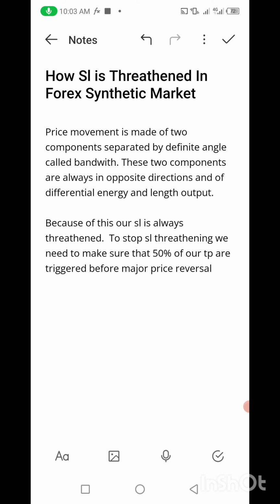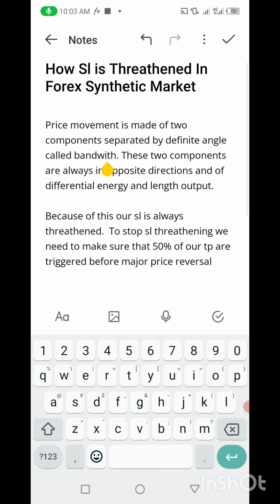Okay, so I start by reading the document, and I'm going to try to show you these things and how you should avoid them. Price movement is made up of two components separated by a definite angle called bandwidth. This is bandwidth, right? These two components are always in opposite directions and of differential energy and length output. Because of this, our SL is always threatened. To stop SL threatening, we need to make sure that 50% of our TP are triggered before major price reversal.